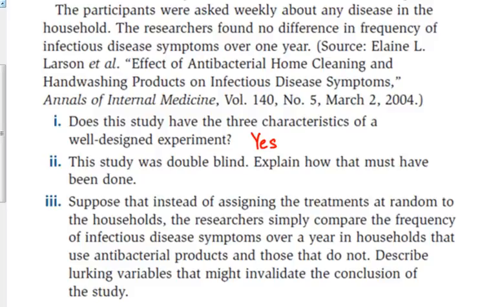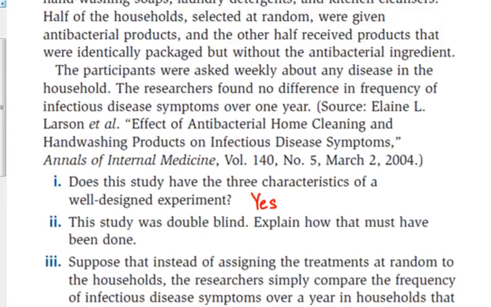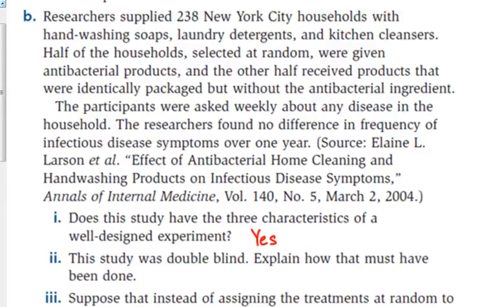Yeah, I mean, both of them don't know. So they probably had a barcode or something like that on the products. So, yeah, they explained in here how the subjects were blind. It says that half of them were given the antibacterial products, the other half, the products were identically packaged, but it was missing the ingredient. So that's how they were blind.